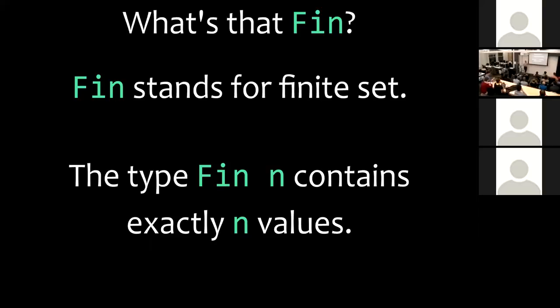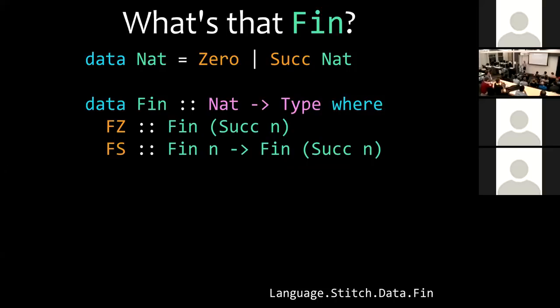So the type Fin n contains exactly n values. That's the usefulness of it. So when I say Fin 2, that's the type for de Bruijn indices when there are 2 variables in scope. So there's only 2 possible values, 0 and 1. So here's the definition.